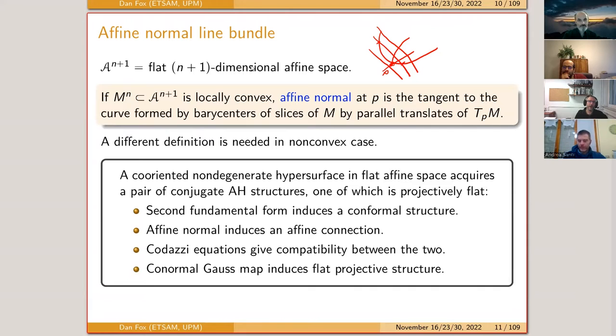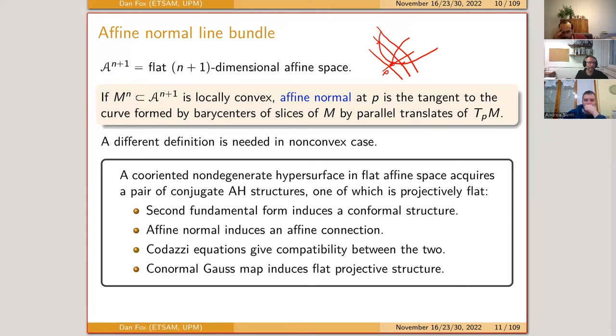But this is a good way to think about things intuitively, and it suffices to prove essentially that such a thing exists. So this gives a canonical direction transverse to a locally convex hypersurface. By locally convex, I really mean two things. I mean two-sided, so it's co-oriented, and the second fundamental form has definite signature. And that's actually needed down here. When I say co-oriented, I mean it has two sides. So the Möbius band is not co-oriented. And non-degenerate means that the second fundamental form, which is a normal bundle valued symmetric two tensor, is non-degenerate.